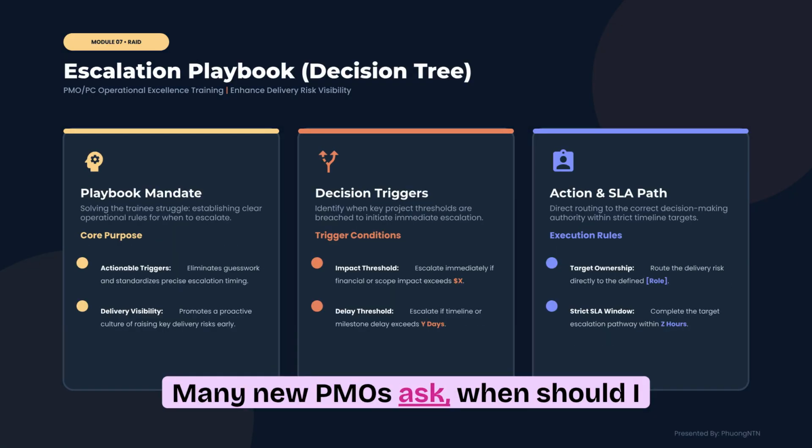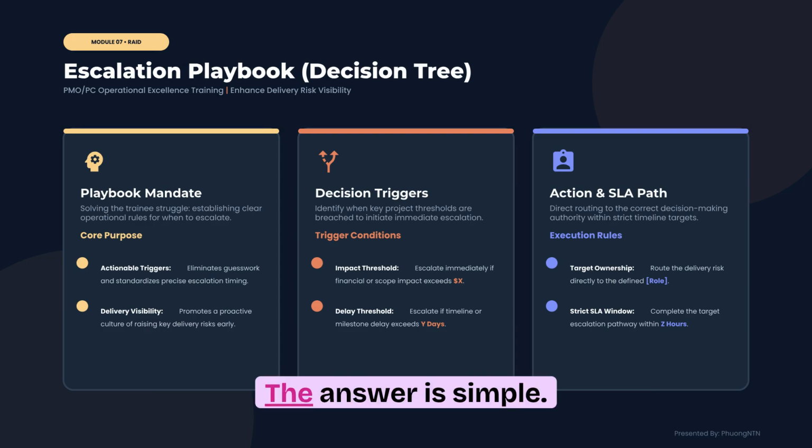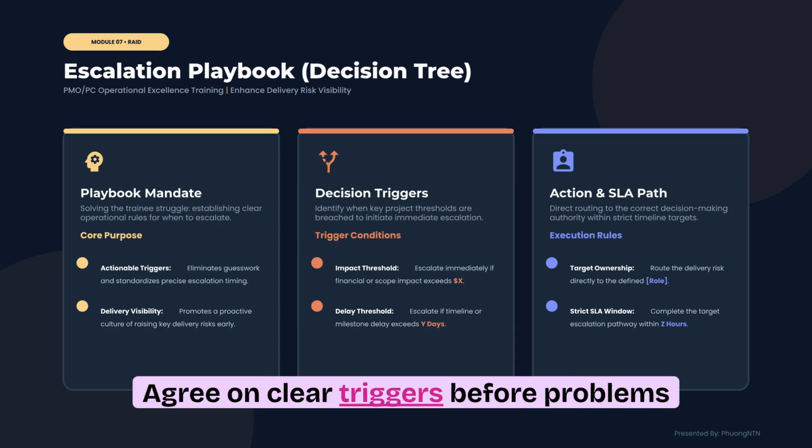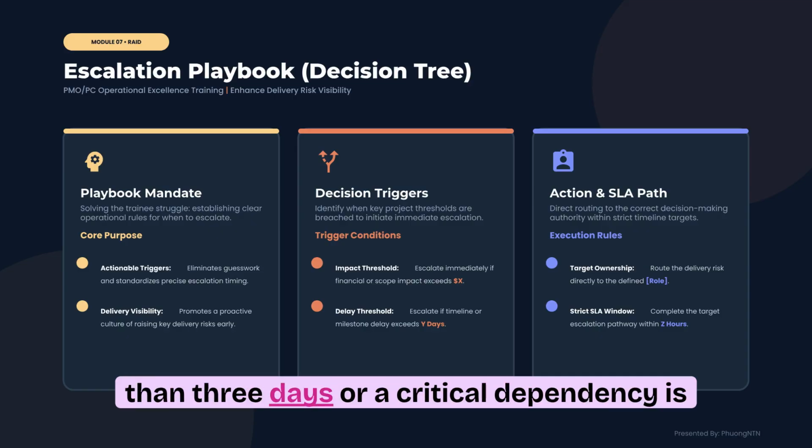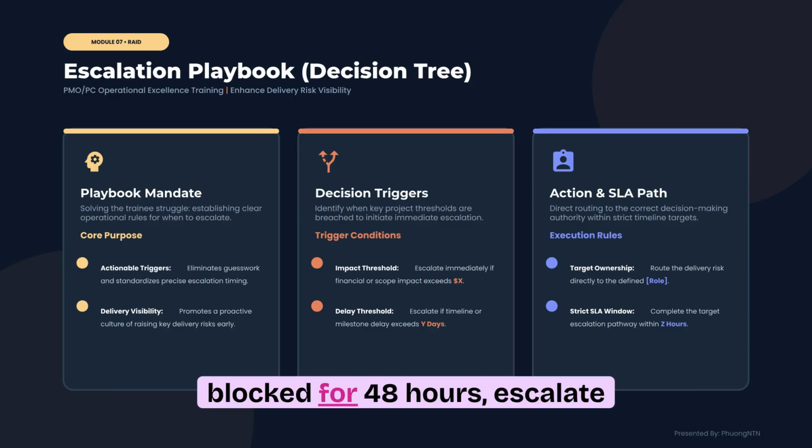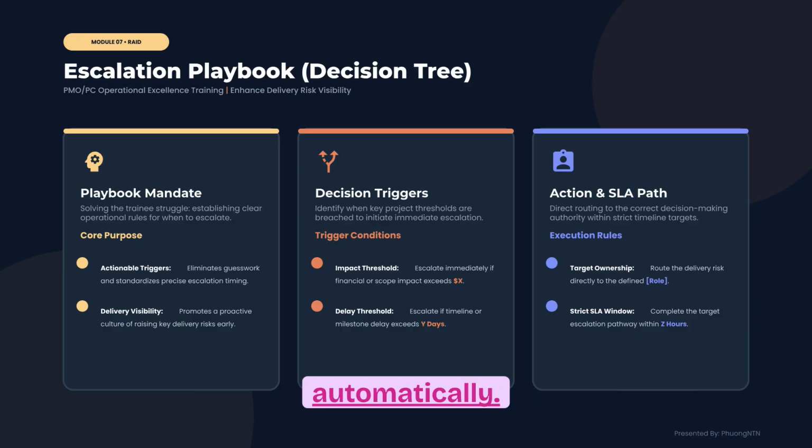Many new PMOs ask, when should I escalate? The answer is simple. Agree on clear triggers before problems happen. For example, if a milestone slips by more than 3 days, or a critical dependency is blocked for 48 hours, escalate automatically. Clear rules remove emotion and make governance consistent.